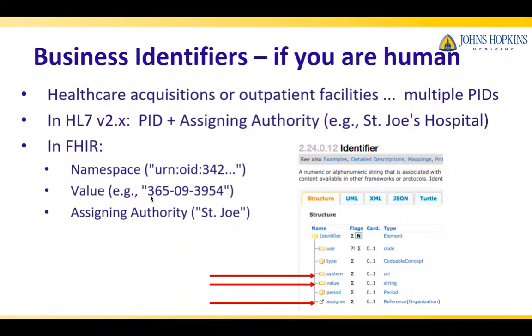It has a value. So for example, 365-09-3954. So in FHIR, the most important thing to get a unique patient identifier is this namespace and this value. Now, assigning authority is still in FHIR because that's what's needed for a human being. So for example, the assigning authority may still be St. Joe's, but when it comes to actually using the data to identify a unique patient ID, in FHIR, it's namespace plus the value. In HL7 version 2 it was assigning authority plus the value. So slight difference, but important clarification.